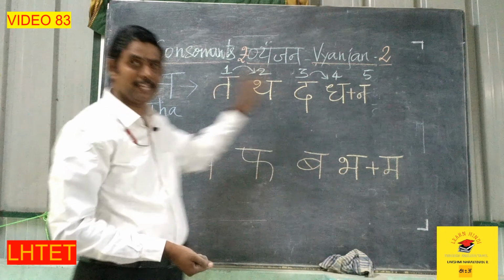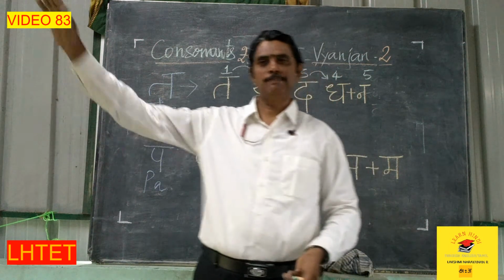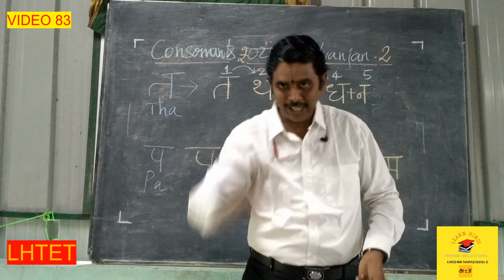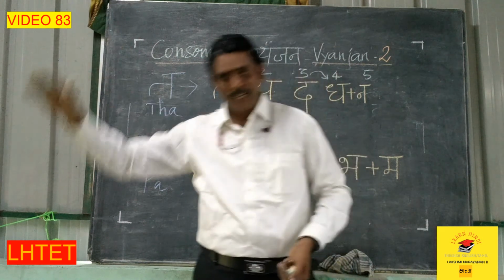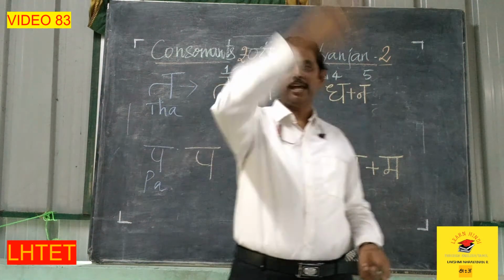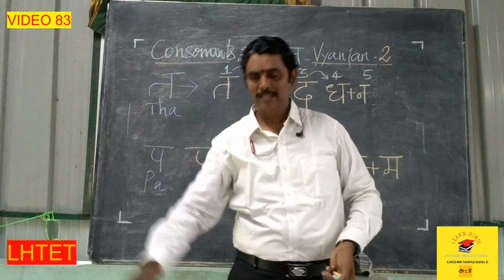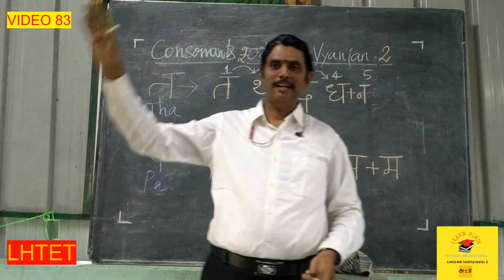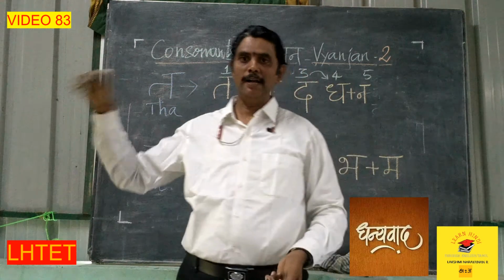This is actually like a wave. The wave ups and downs, ups and downs. When it comes up, ka. When it goes down, kha. Goes up, ga. Goes down, gha. That's all. Cha, chha, ja, jha. Ta, tha, da, dha, pa, pha, ba, bha.